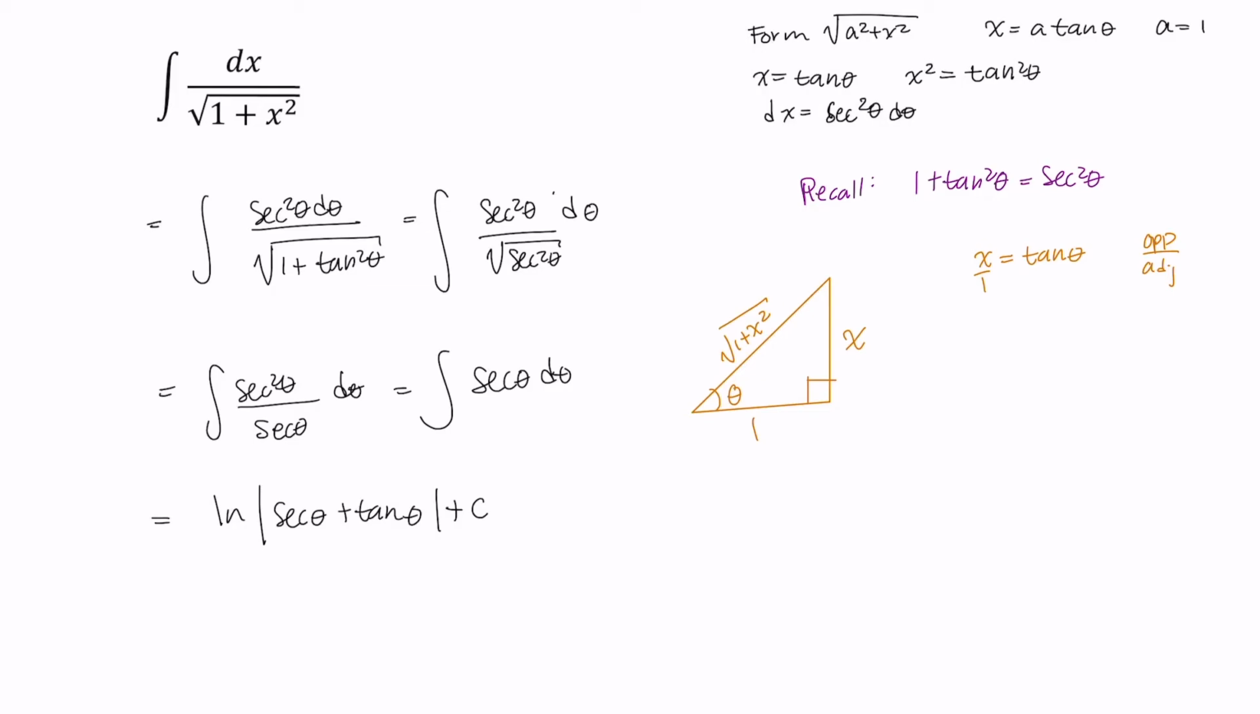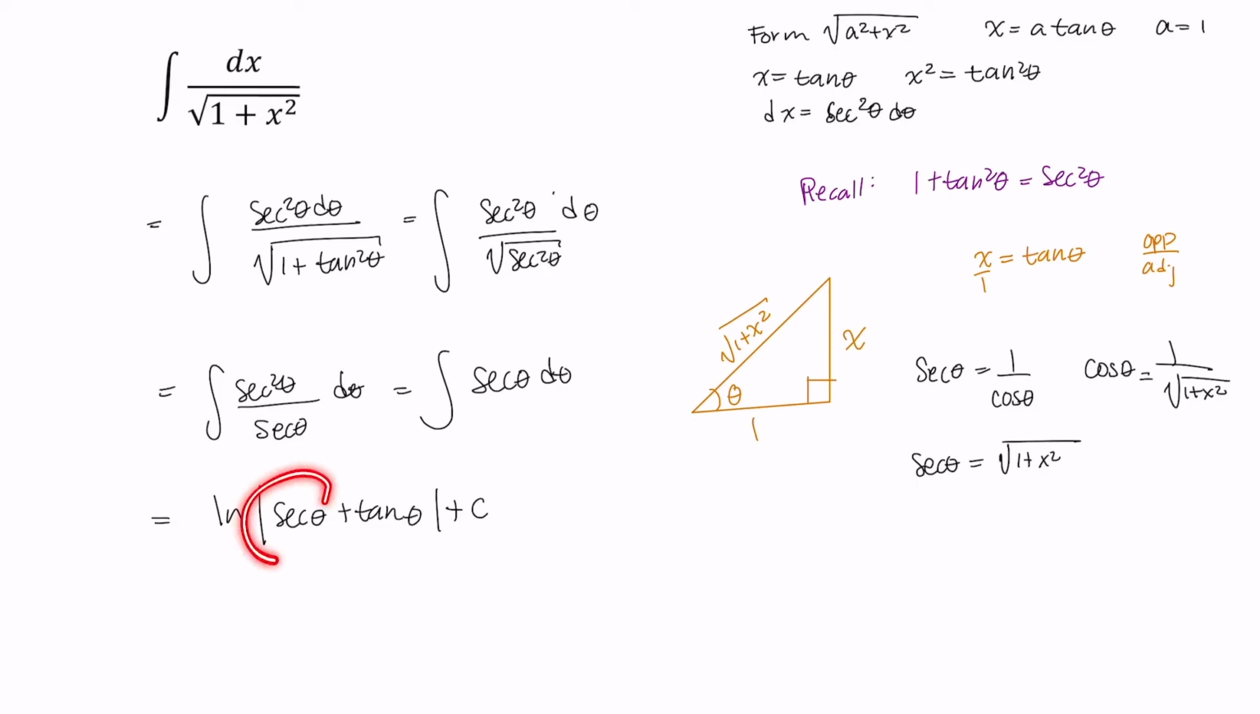Okay, so how does this help us? Well, already I know I can replace tangent theta with just x, since that is the substitution we made. But what about secant theta? Well, secant theta is equal to 1 over cosine theta. And from this triangle here, I can see that cosine theta is equal to 1 over the square root of 1 plus x squared, since cosine is equal to adjacent over hypotenuse. Secant being its reciprocal is equal to just the square root of 1 plus x squared.